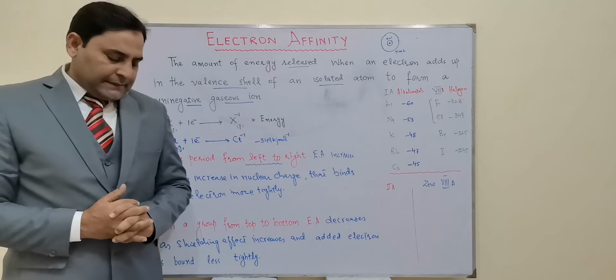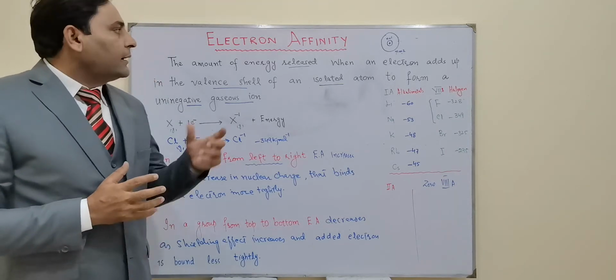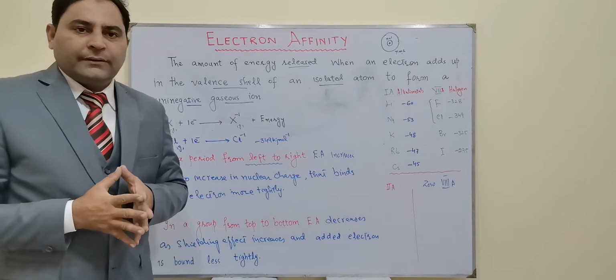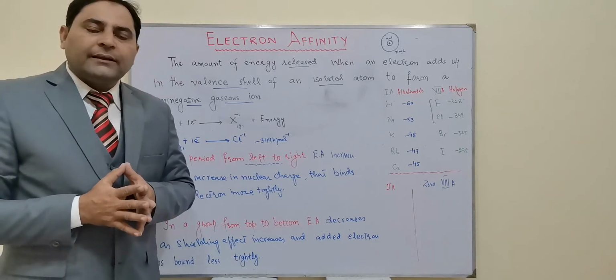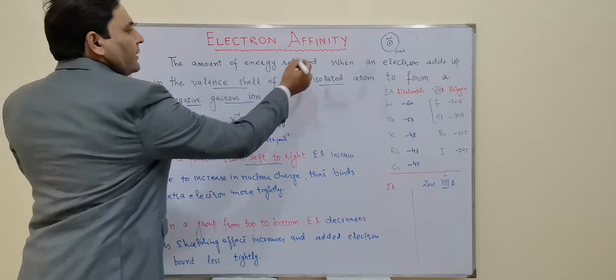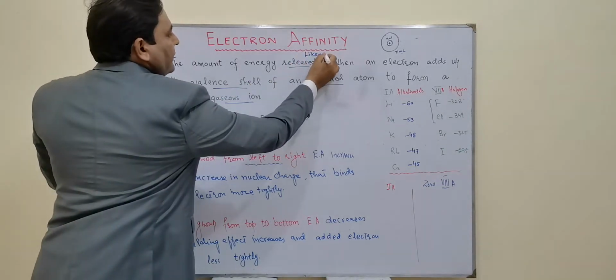As we have been discussing the periodicity of properties or periodic table, now we are going to discuss electron affinity, that is the part of periodicity of properties. What is electron affinity? Affinity means love, likeness, or tendency.